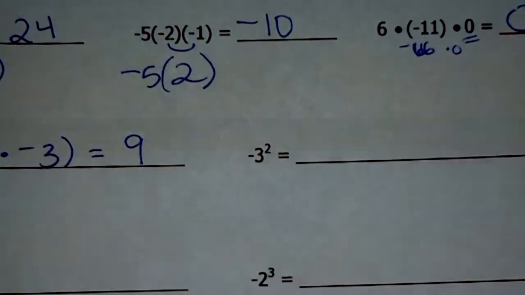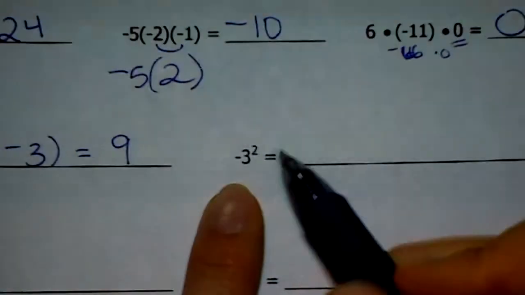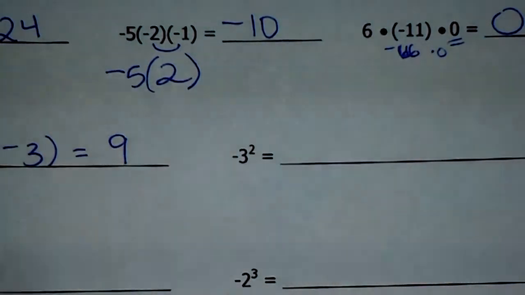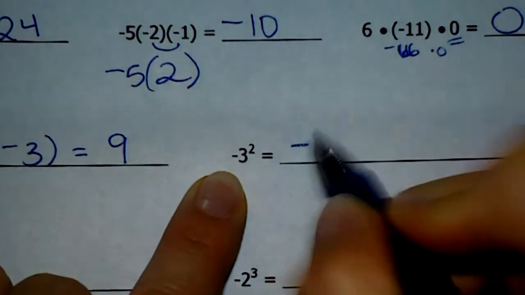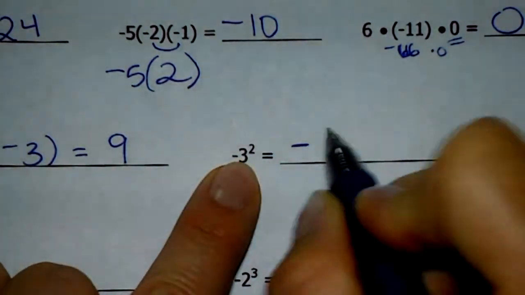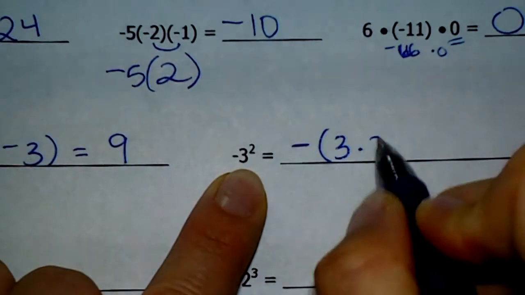We're kind of going to use that here. This means the opposite of whatever 3 squared is. So ignore that right now and bring it at the end. The opposite of 3 squared means the opposite of 3 times 3.